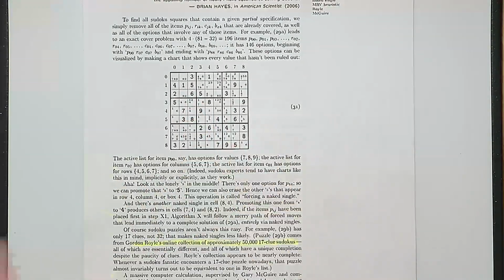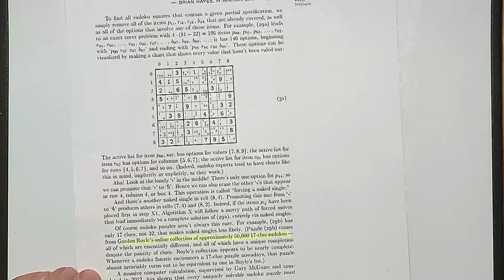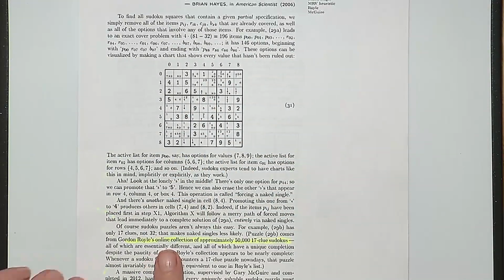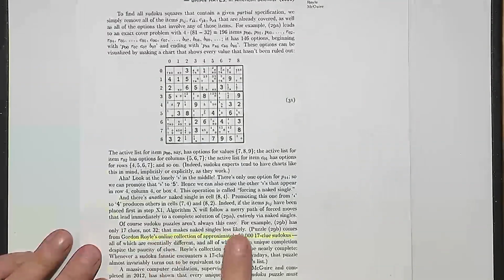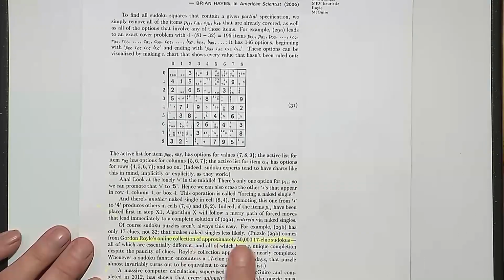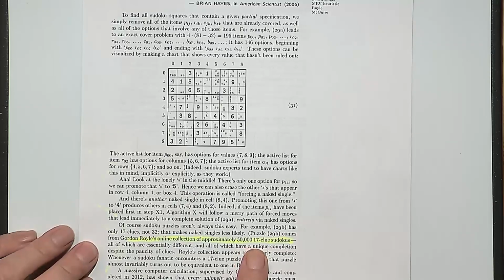The pi example that I gave, example A on the previous page, turned out to be a good way to illustrate the reason why dancing links work so fast on it. And so there's a chart here. But afterwards it says that, of course, the puzzles aren't always this easy. This one has only 17 clues. That makes naked singles less likely, and so on. It comes from Gordon Royle's online collection of about 50,000 17-clue Sudokus.